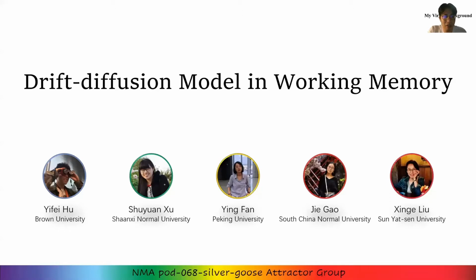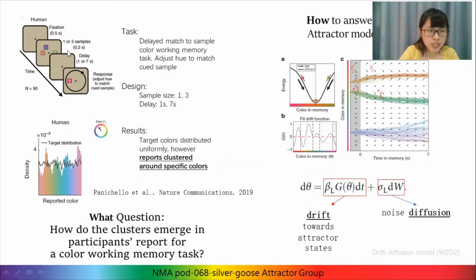Our project is about building up a drift diffusion model in working memory. The information in working memory is not stored with perfect fidelity. It changes over time. In the experiment, subjects needed to remember the color of 1, 2, 3 simultaneously presented stimuli. After a short delay, they should report their memory of the color at the cued target location, using a continuous scale. Results showed that their reports had evident clusters, though target colors distributed uniformly.